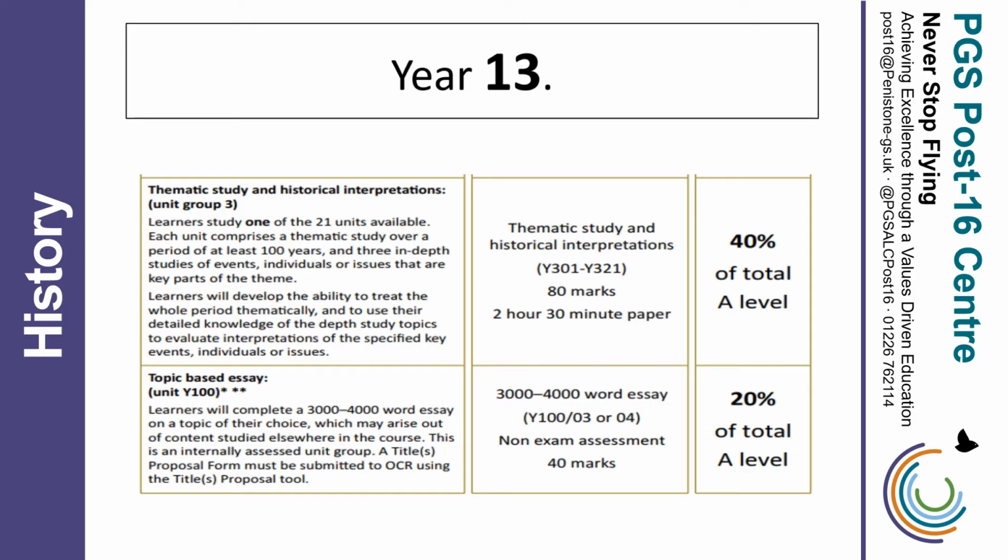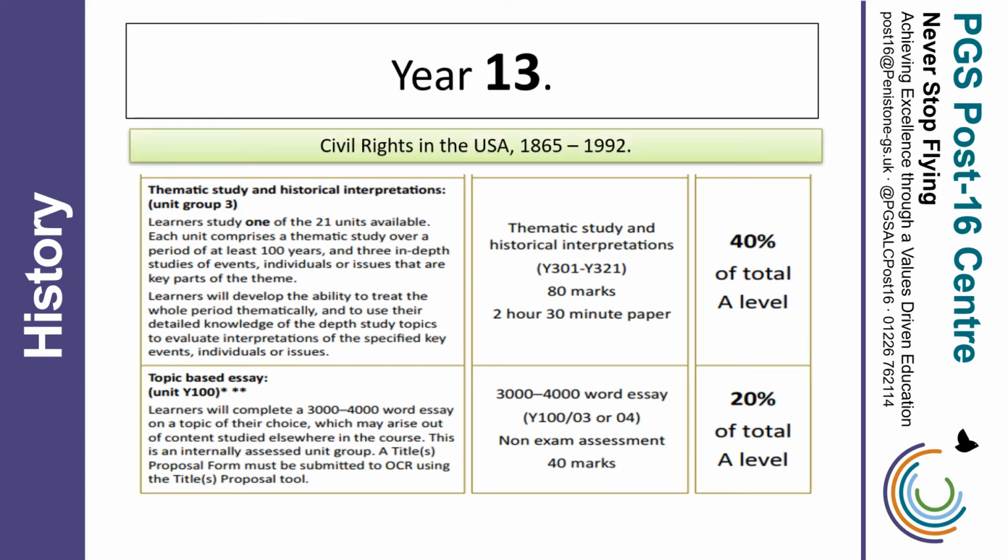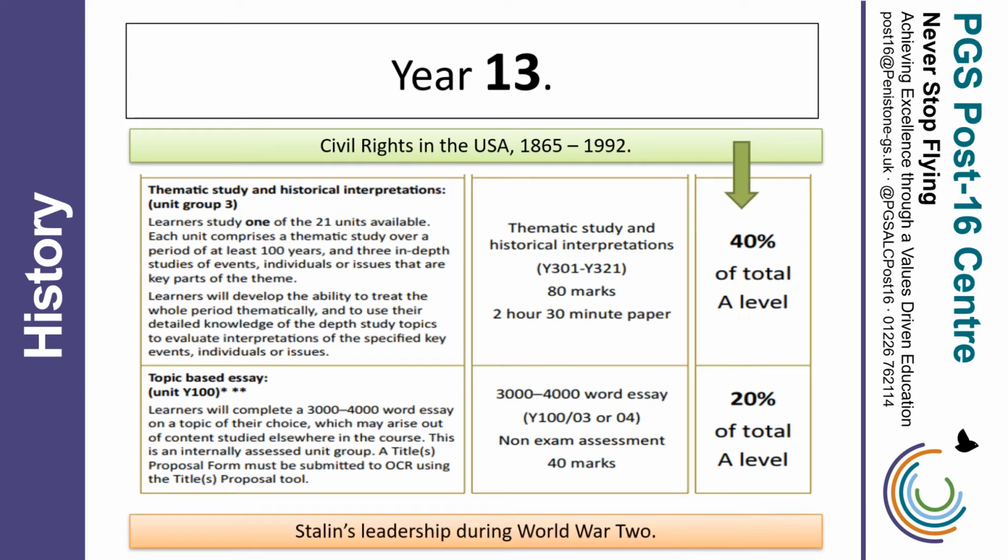The big thematic study is completed in Year 13. As we can see from that first slide, it's worth 40% of the total A level, and the actual course content is called Civil Rights in the USA, 1865 to 1992. Although we think of African Americans when we consider the civil rights movement, we will also look at other minority groups. You will also take your Russian history a little bit further in Year 13 by considering Stalin's leadership during the Second World War, and that will be the key topic for your NEA.